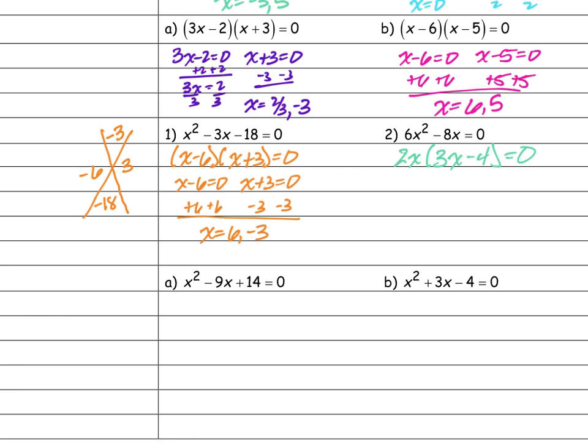Okay, so I have two things multiplied together, again, just like what I've been doing. So I've got 2x equals 0, or 3x minus 4 equals 0. So divide by 2, add 4, 3x equals 4, divide by 3. X is going to equal 0 or 4/3.